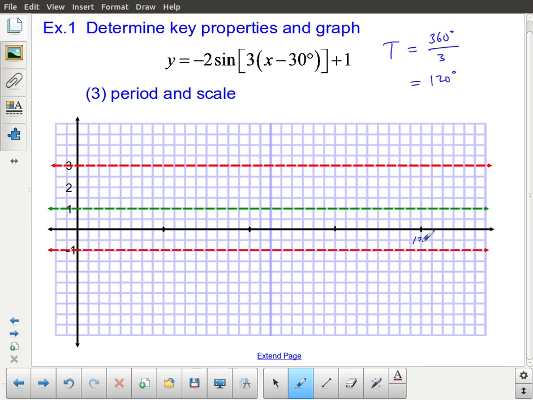So that would mean one full period would be 120 degrees, which means half of that would be 60 degrees. Half of that again would be 30 degrees. And then between those two would be 90 degrees. So this is enough room for me to graph one full period. It is more challenging if the parent function is also present.